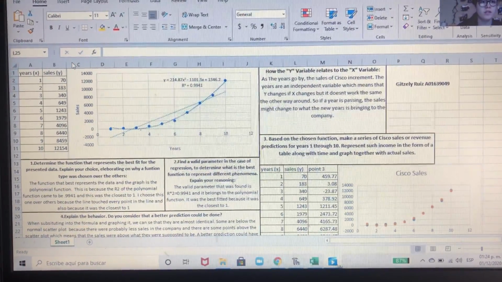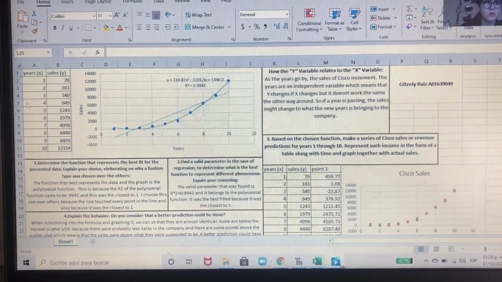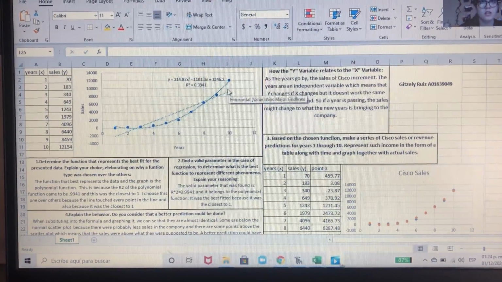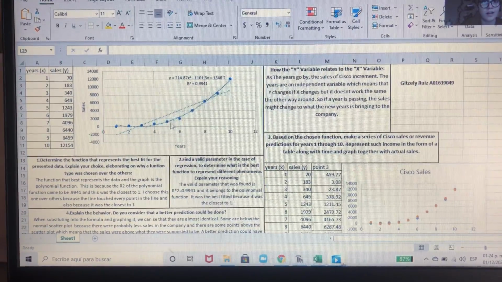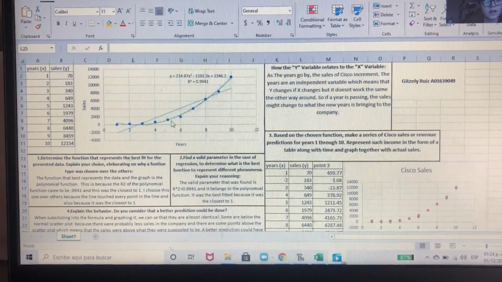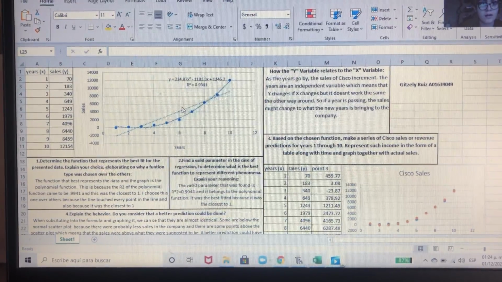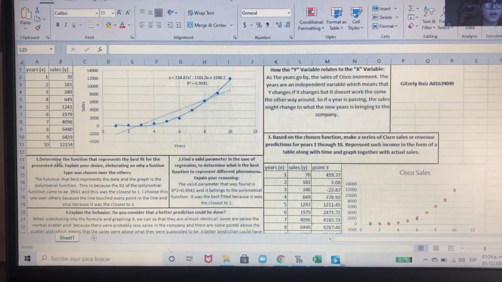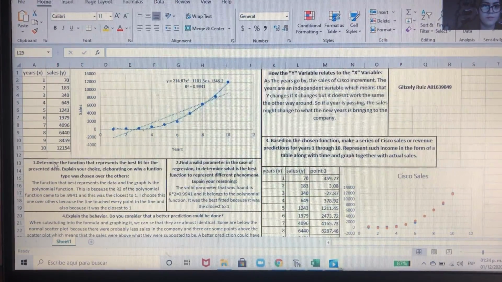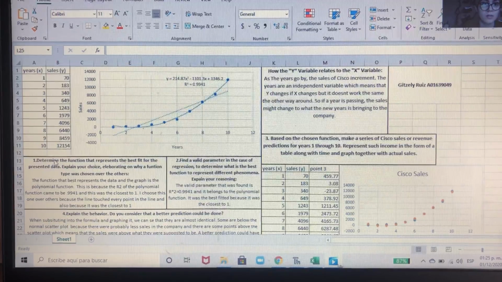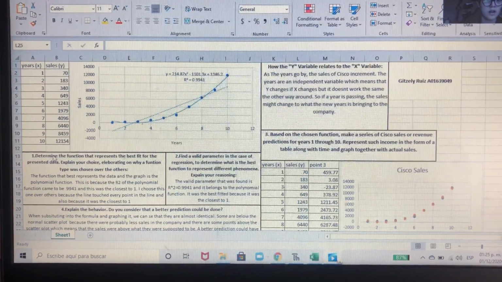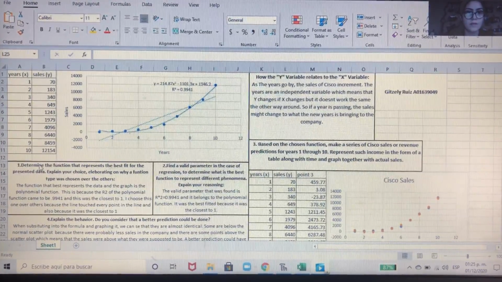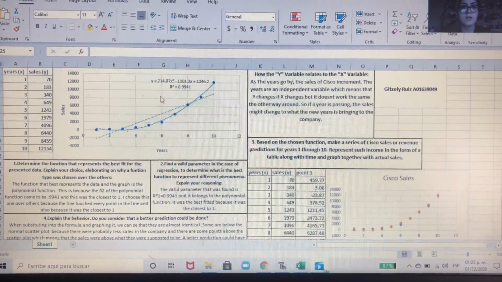So the first step was, as I said, I used a table and I graphed this. I also put a linear line so you could see. And I also put my ideal line, the perfect line that I thought was the perfect one. And that was the first step, to find which one was the function that represented the best fit for the presented data.